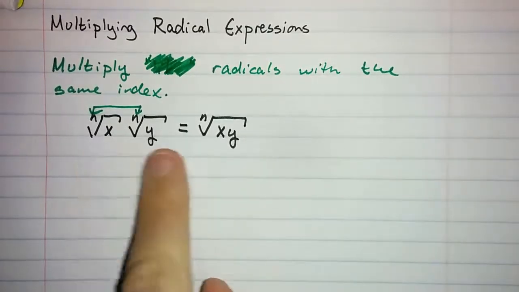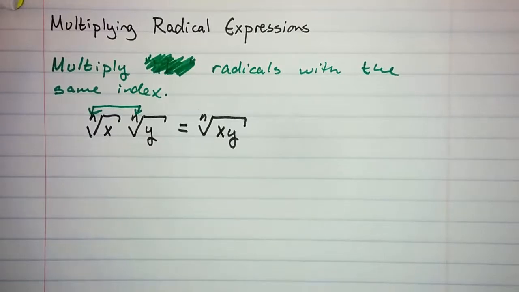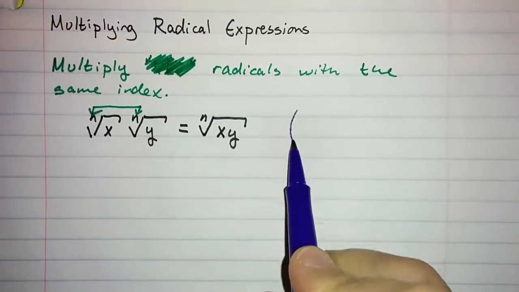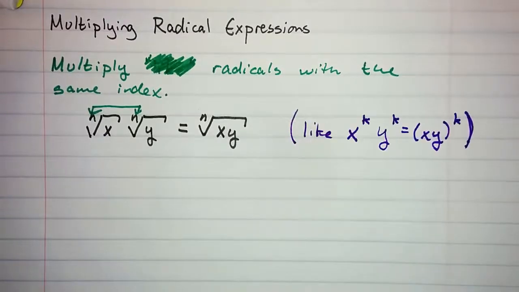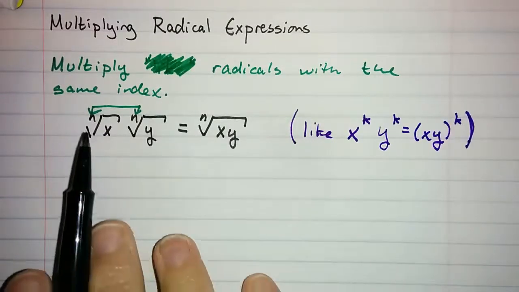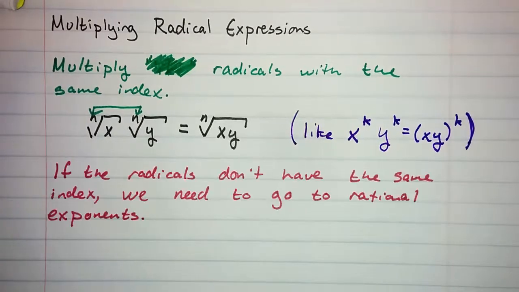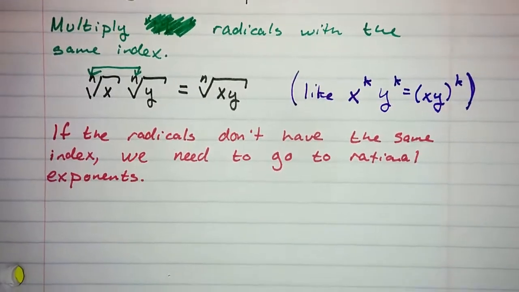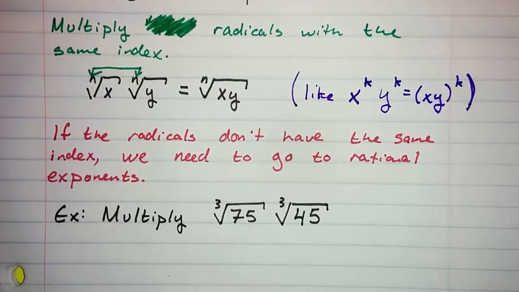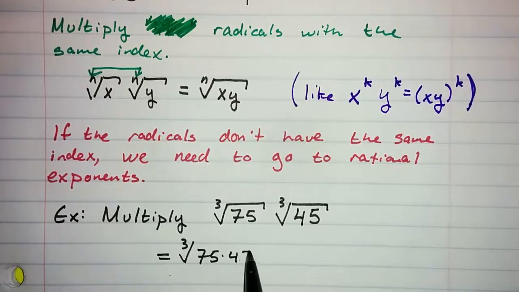And of course, since we could rewrite these with rational exponents, this is just like this rule for exponents. This only works if the radicals have the same index. If the radicals don't have the same index, then we need to go to rational exponents as we saw previously. But we can, for example, multiply the cube root of 75 times the cube root of 45 and get the cube root of 75 times 45.